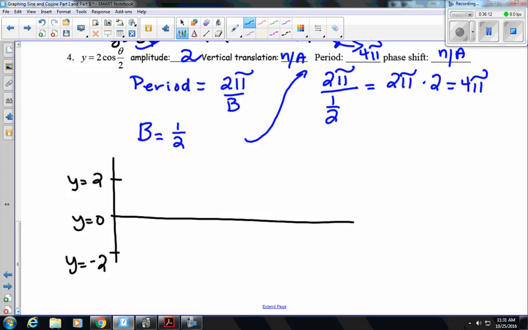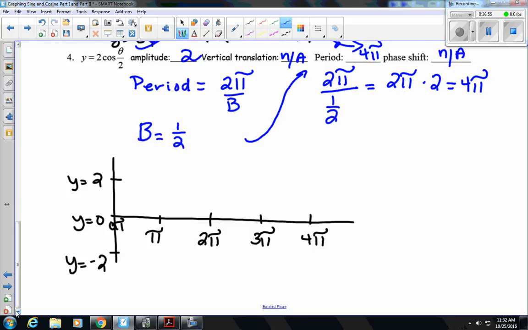Do I have a phase shift? Nope. So this starts at 0 pi. Where does it end? 4 pi. A period gets divided into 4 equal parts. So the method that we use is simple. We first split it in half. That's 2 pi. And then we split each of those sections in half again. So that's pi, and that's 3 pi. Have we taken care of all the transformations on this grid? So now what?